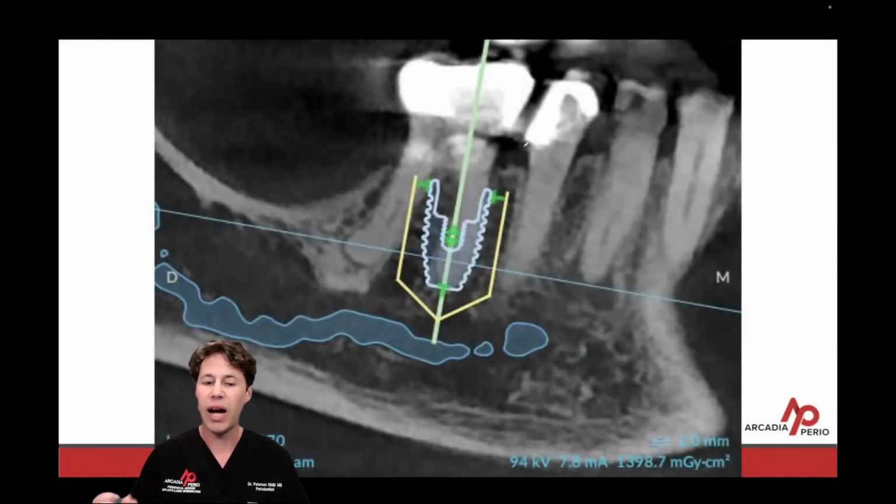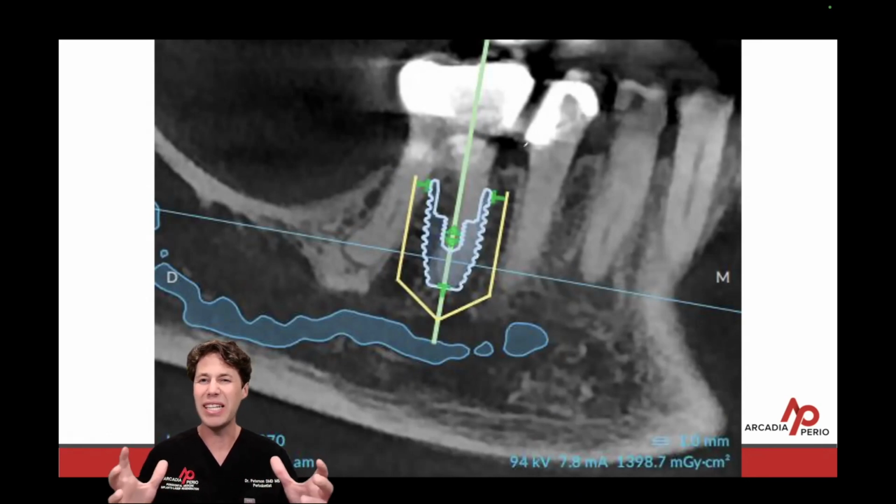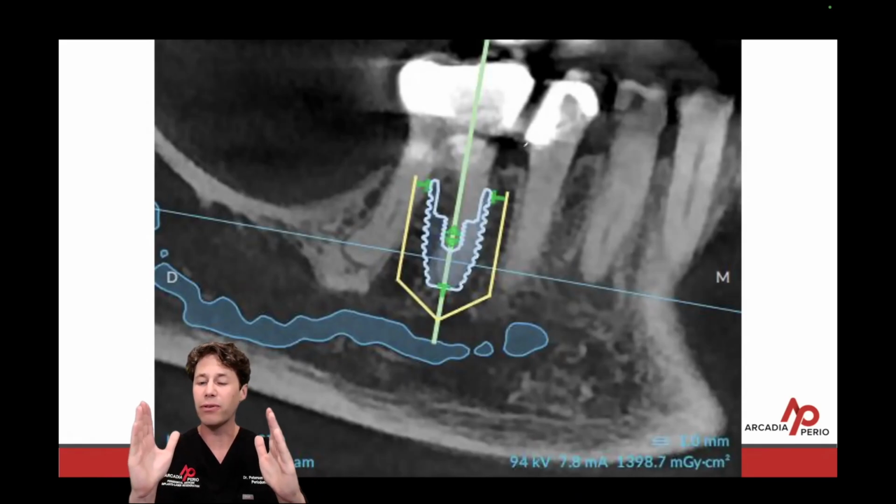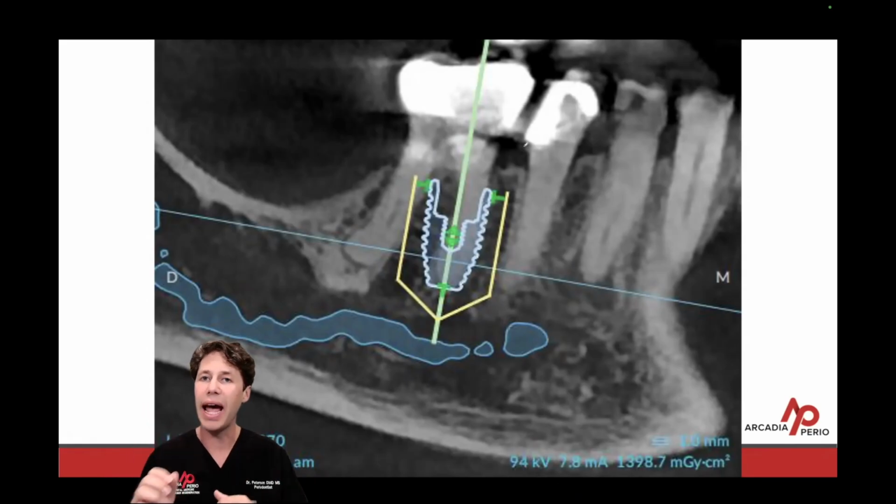So again, highlighting our plan in 3 dimensions. I'm going to be going with a 5.5 by 10 Nobel Parallel. I like the parallel for this case, and I like the width to really engage the mesial and distal bone at this location. But the one thing I need to be mindful of is that I'm going to be placing this implant freehand. I need to be mindful of where that root form is because of the angulation and the distalization of the root on tooth number 29.